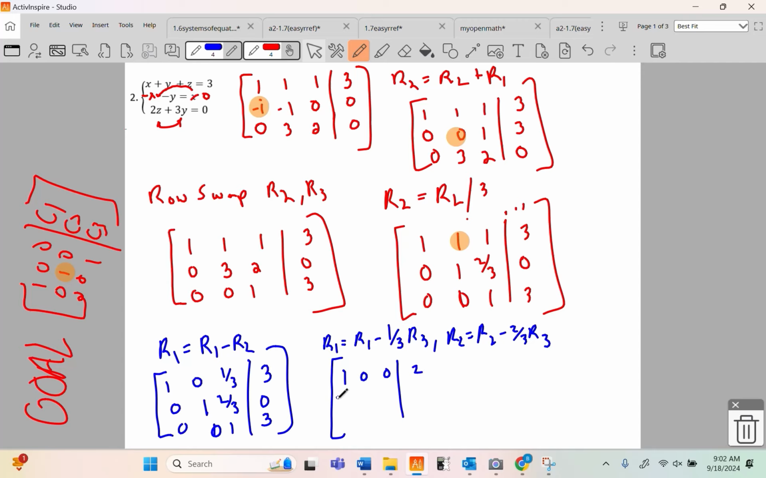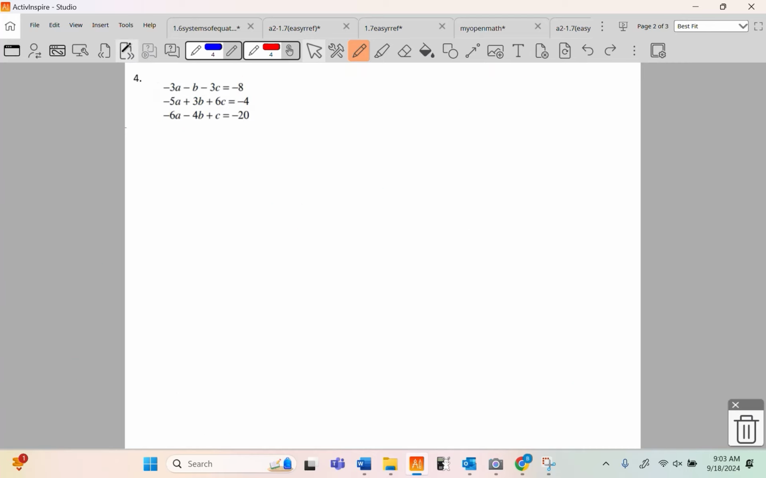Now on row 2, I have a 0, I have a 1. 2/3 minus 2/3 of 1 is 0. 0 minus 2/3 of 3 is -2. And then 0, 0, 1, 3. So if I read this like I'm supposed to, x is 2, y is -2, z is 3. The ordered triple is 2, -2, 3. These shouldn't be coming out bad. I didn't pick problems that were going to have fractional answers. It shouldn't be. We'll see.